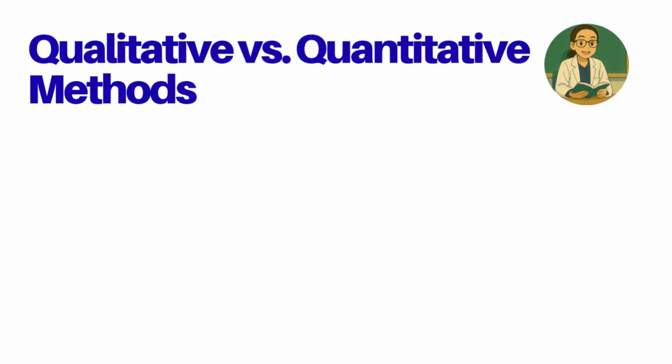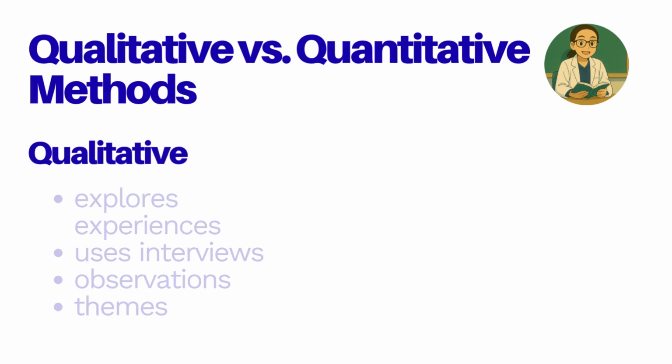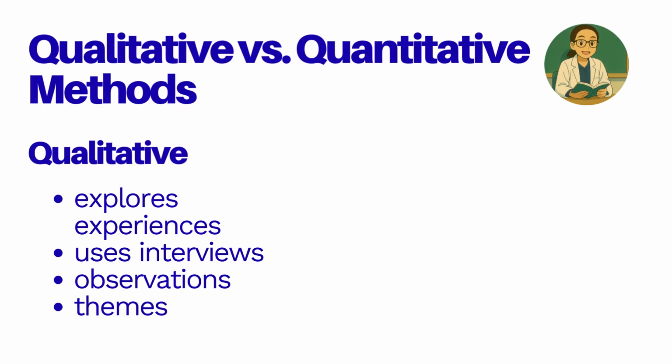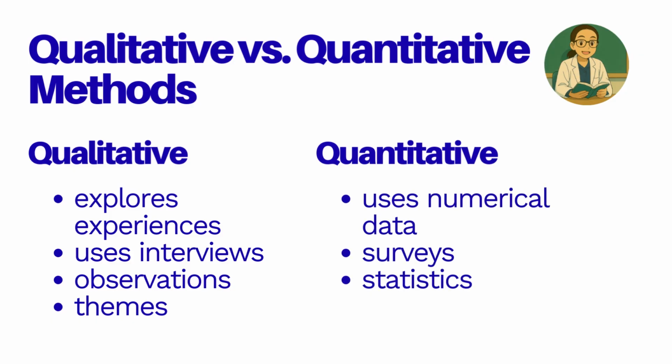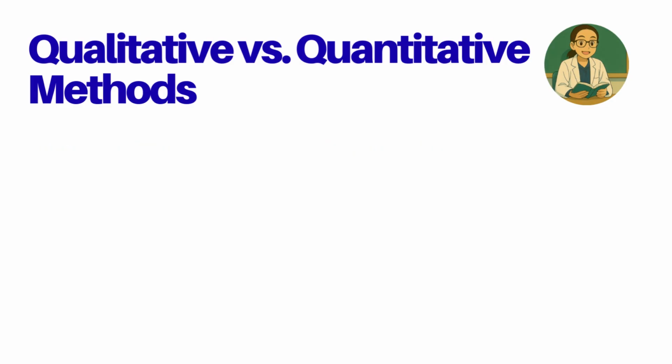Let's compare qualitative and quantitative research methods. First, qualitative research focuses on understanding human experiences, perceptions, and social realities. It involves non-numerical data like narratives, observations, and interviews. Quantitative research, in contrast, involves numerical data, measurable variables, and statistical analysis. It aims to quantify relationships and test hypotheses. Both approaches are rigorous and valuable. The choice depends on the nature of the research question.